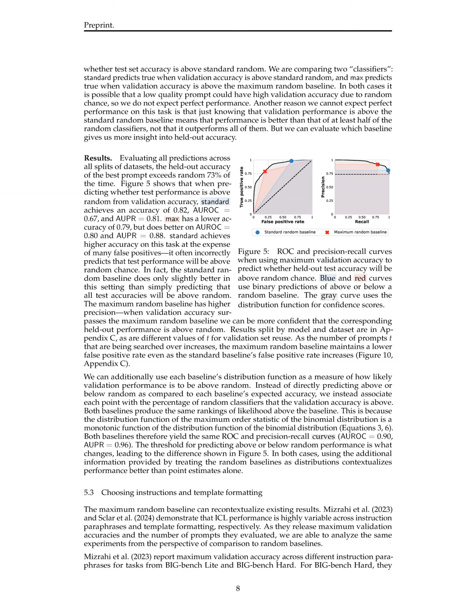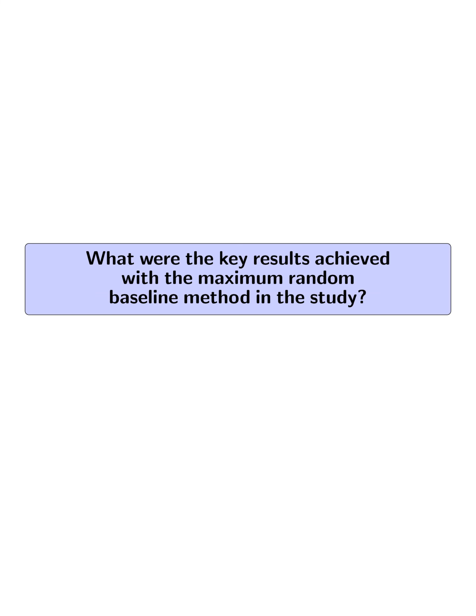The results were analyzed using metrics such as accuracy, AUROC, and AUPR to assess the performance of each baseline in predicting test set accuracy. What were the key results achieved with the maximum random baseline method in the study?